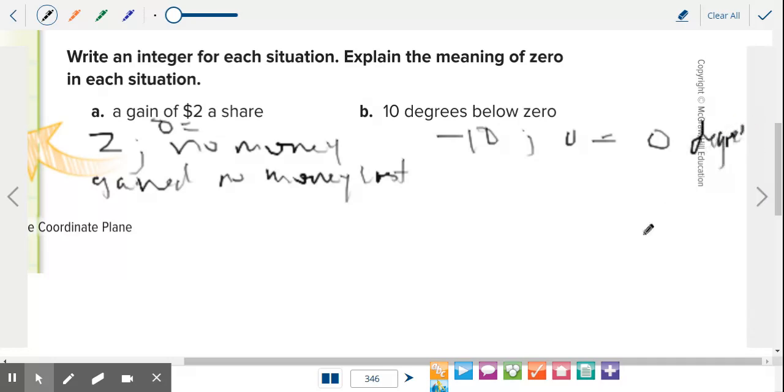Nothing crazy. Don't overcomplicate this, guys. It's that easy. They're just wanting you to represent it. Well, on the thermometer, 0 means 0 degrees. Any questions on these two? So all you're doing is there's two parts. You pick the number that represents that situation, and you explain what 0 means. That's it. So let's go on to the next page.